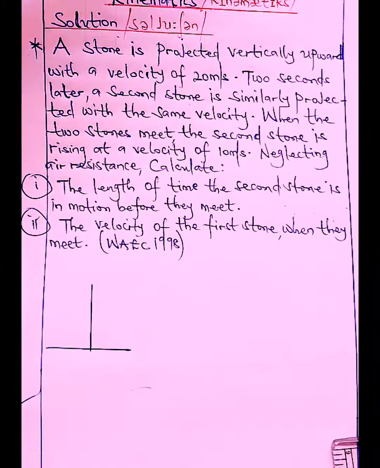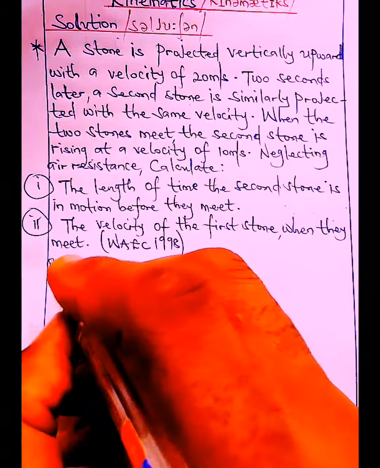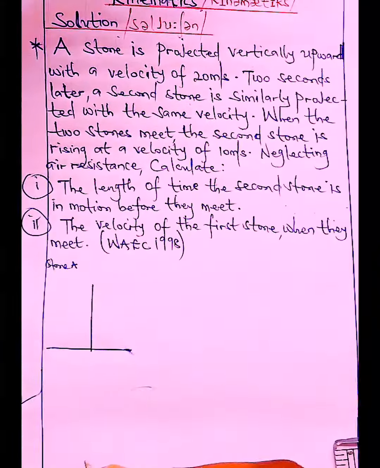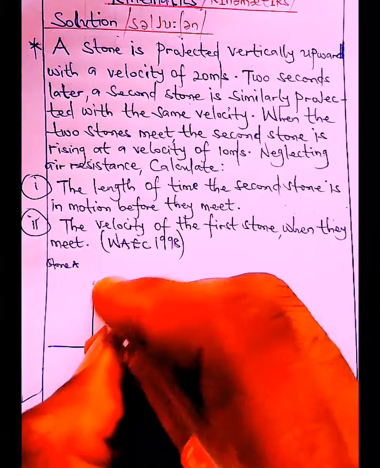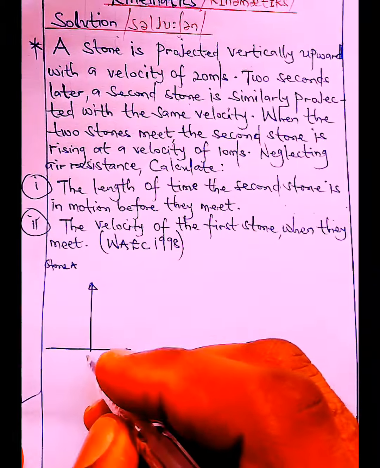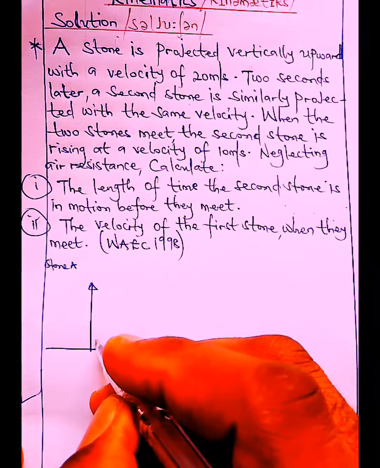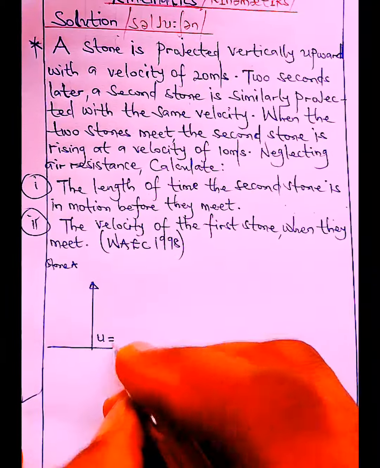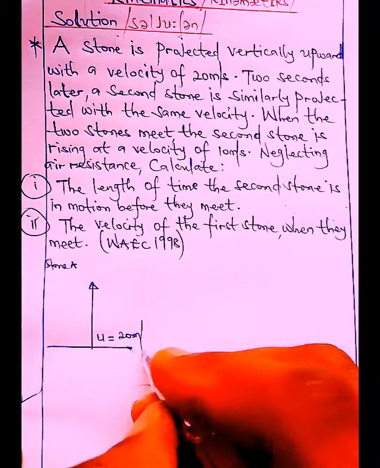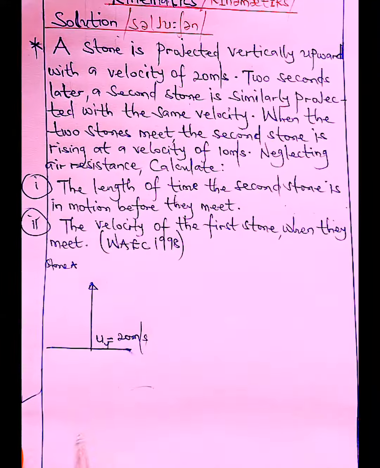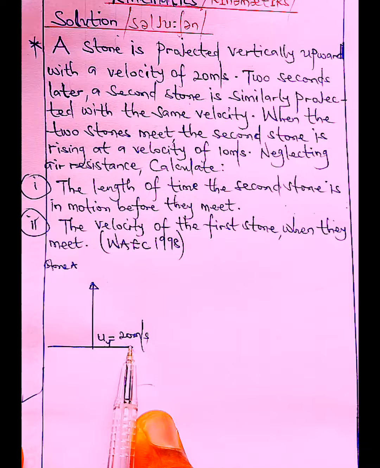Now don't forget that's the stone A. That's the first stone, stone A. Now the stone was thrown from this place. Don't forget that it was thrown with an initial velocity of 20 meters per second. Now don't forget that's the initial velocity along the y-axis.